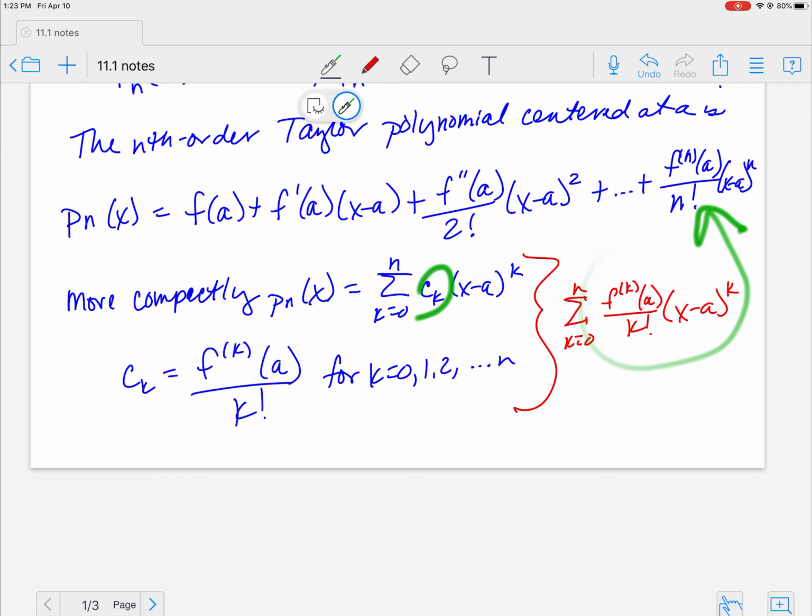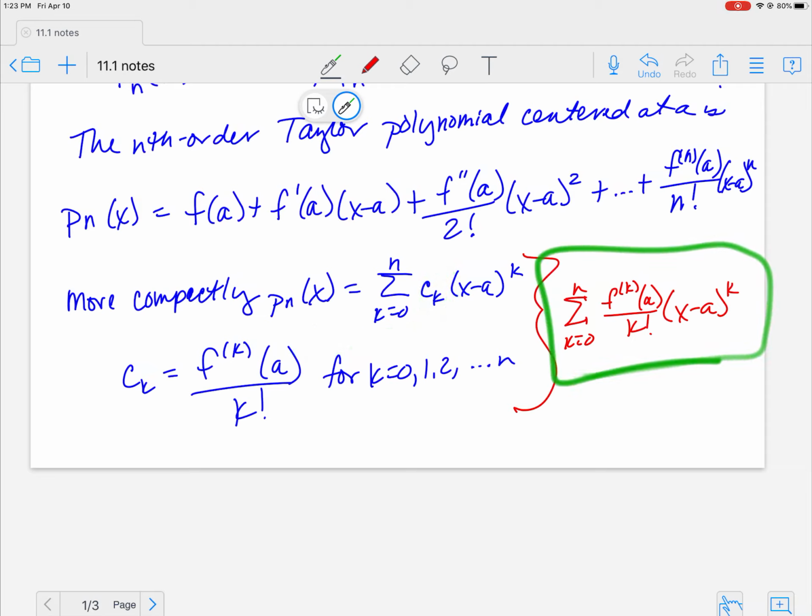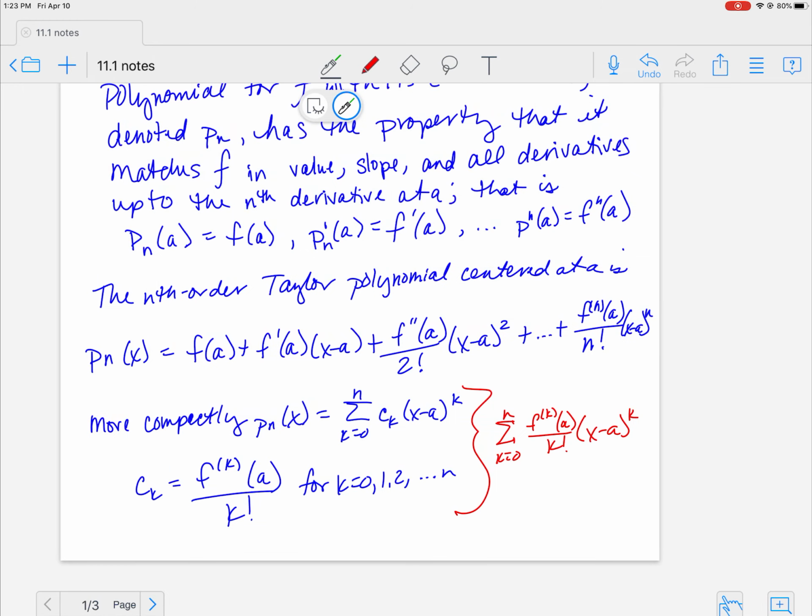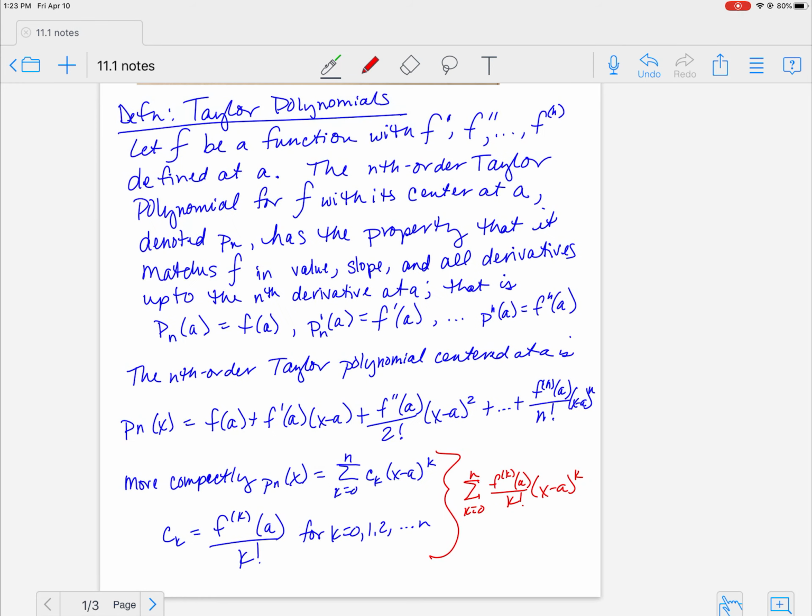So this is saying generically, whatever this coefficient is, and typically that's why it's c sub k, is what we're actually getting here. Okay, so now let's talk about this for just a second, and then we're going to do some examples, but I want to talk about it a little bit first. All right, Taylor polynomials.